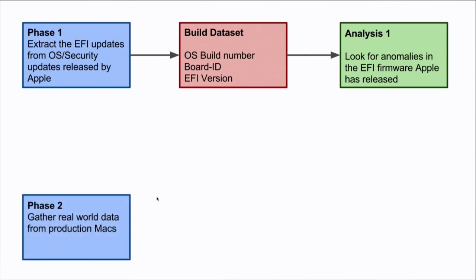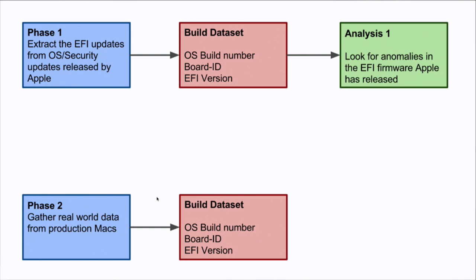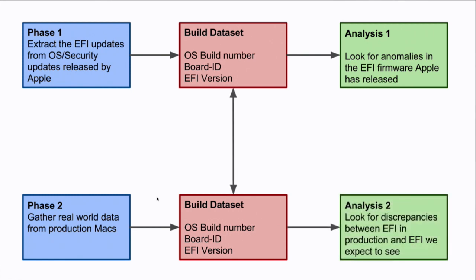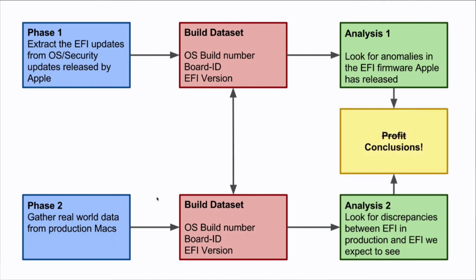The second phase of research is then gathering a similar data set from real-world systems. So again, we're building up exactly the same triplicate. We're getting the build number from the real-world Mac. What version of the OS is it running? What's its board ID? What's its hardware version? And then what version of EFI is running? Now we've got two comparable data sets. We compare those data sets, and the second step of analysis is looking for discrepancies between these two data sets. Then there's some profit or conclusions, and then the punters are happy.